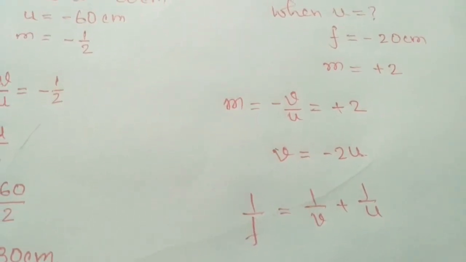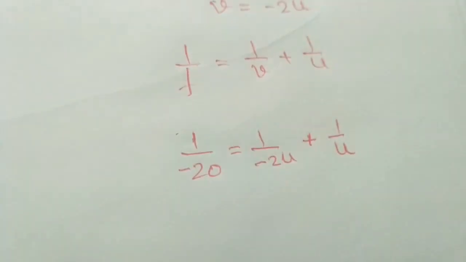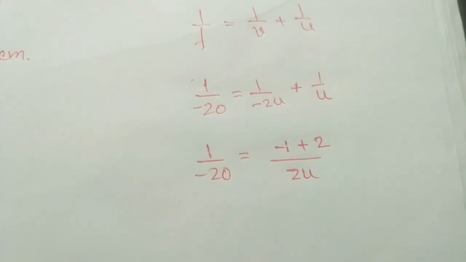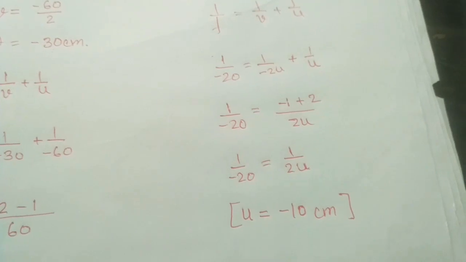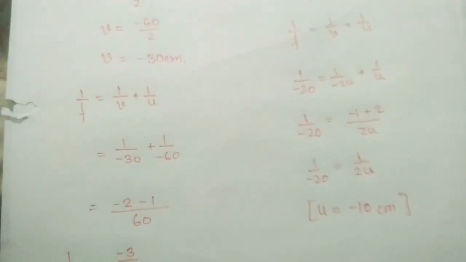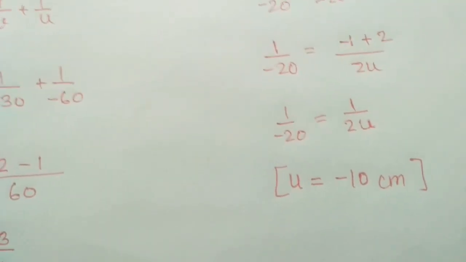now using this equation again, and putting the value, we will get this. So we get the answer as minus 10 centimeter. I know in the book it is given as minus 15, that is incorrect. The correct answer is minus 10 centimeter.